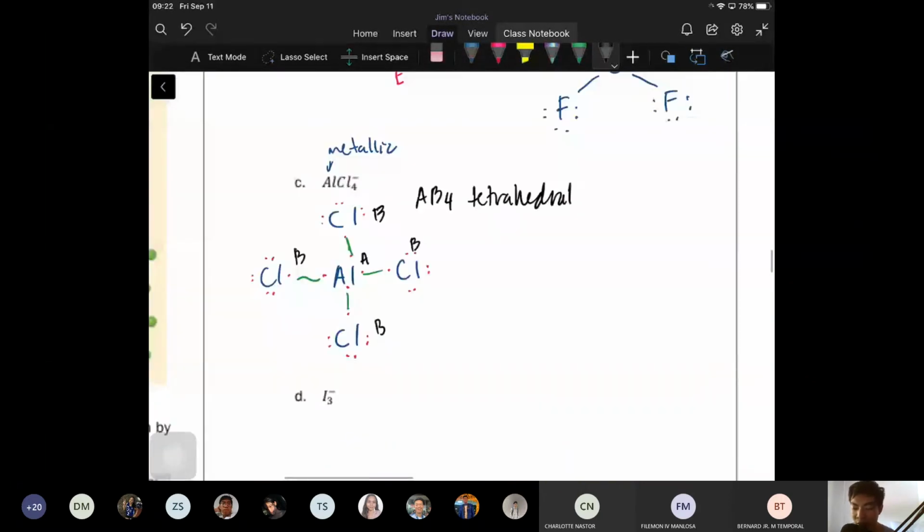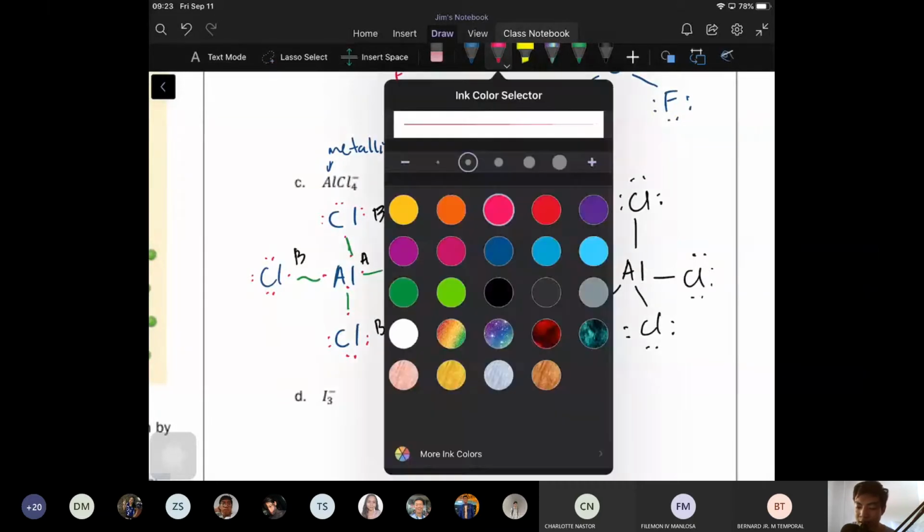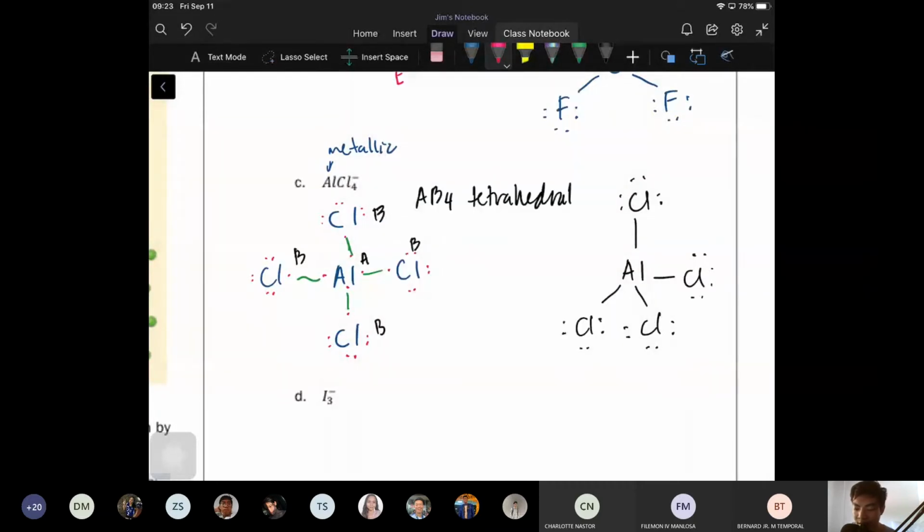So, paano ko yan i-drawing? So, parang microphone stand. So, si aluminum, ayan yung stand ng microphone. Ito yung mga nasa baba. Ayan, CL, CL, CL. Then, complete mo na lang. Ayan. So, tapos na. Parang siyang microphone stand. So, this is the tetrahedral. Pakita natin. Tetrahedral. Ayan. So, tetrahedral siya. Okay. So, ganun.